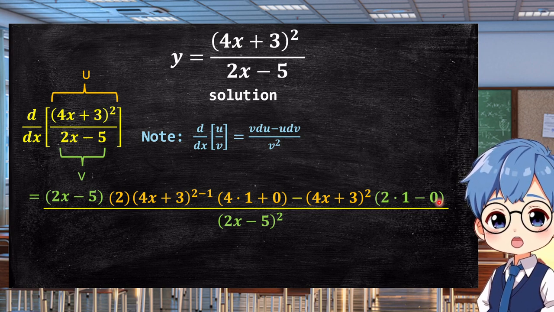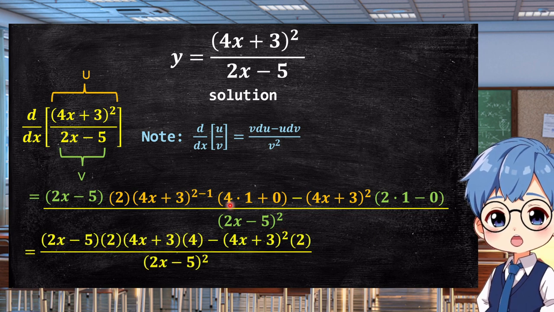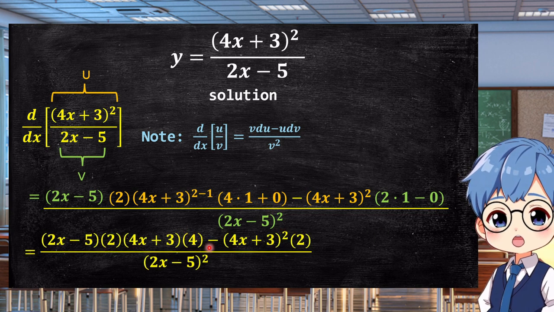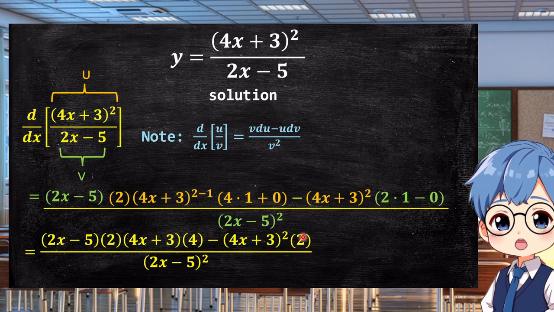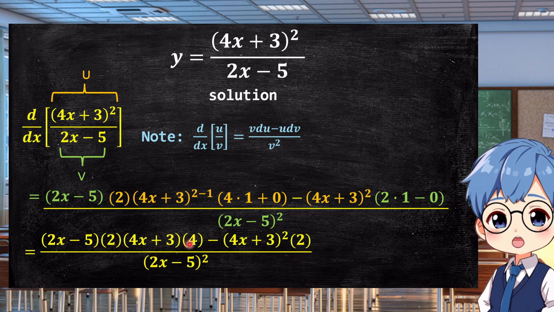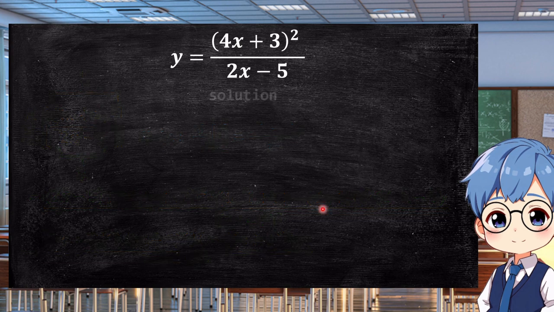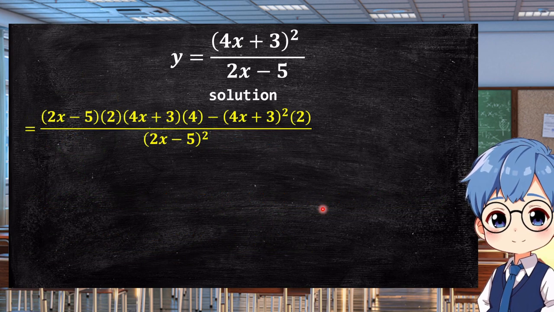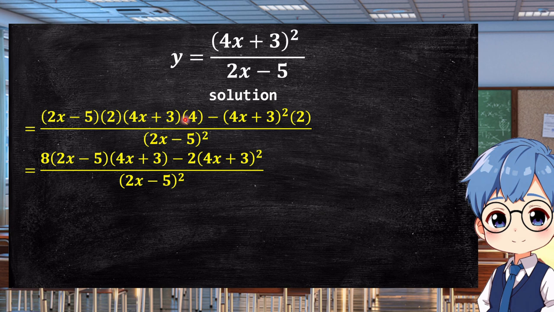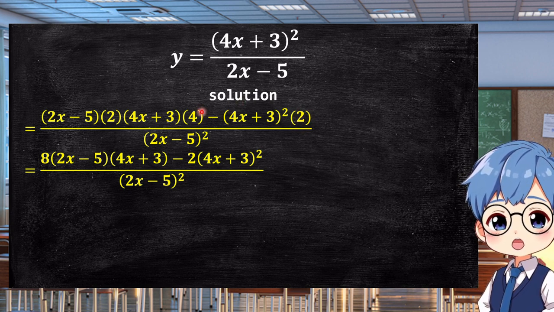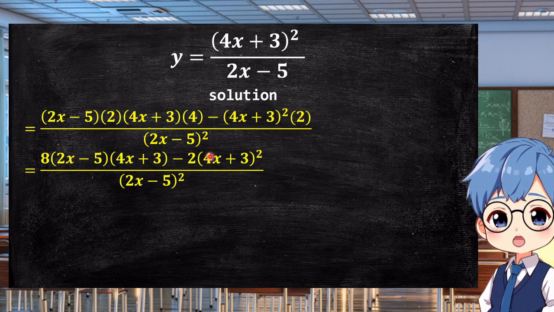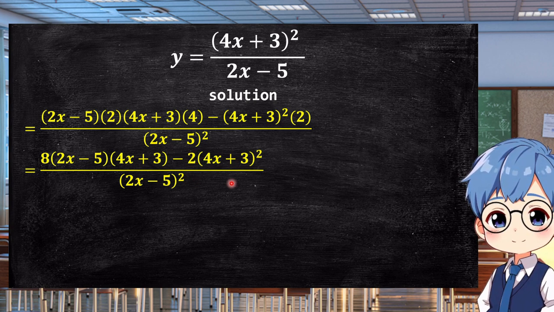So we simplify further. Here, our 4 times 1 plus 0 is just 4. Our 2 times 1 minus 0 is just 2. And then we can multiply. Let's have the next slide. So multiply 4 and 2. That's why we have 8 here. And then of course, the 2 in the second term, we just change its position to the leftmost part. So it's here. So again, take note, we can distribute 8 to 2x and negative 5.